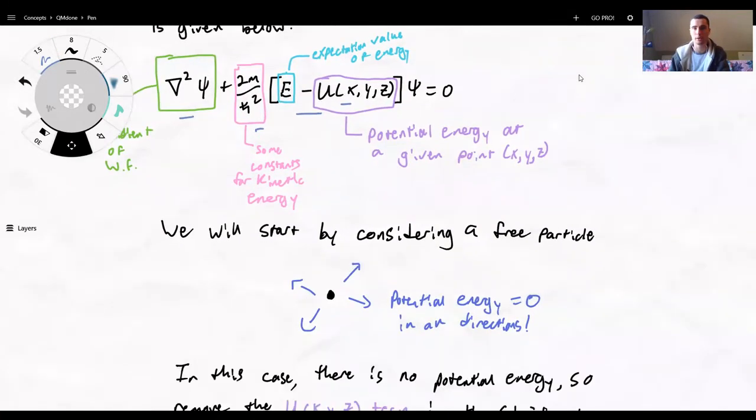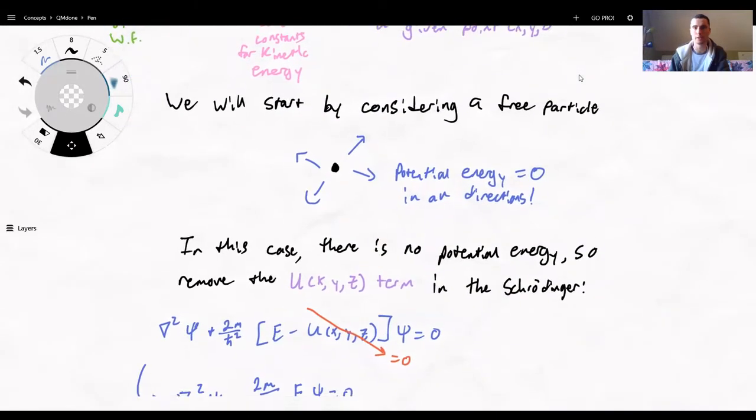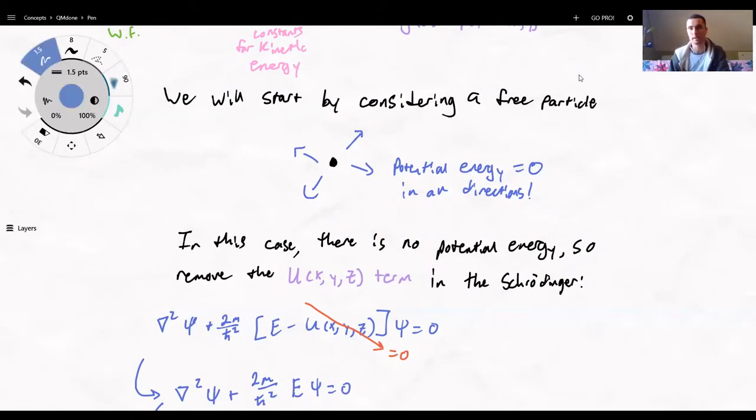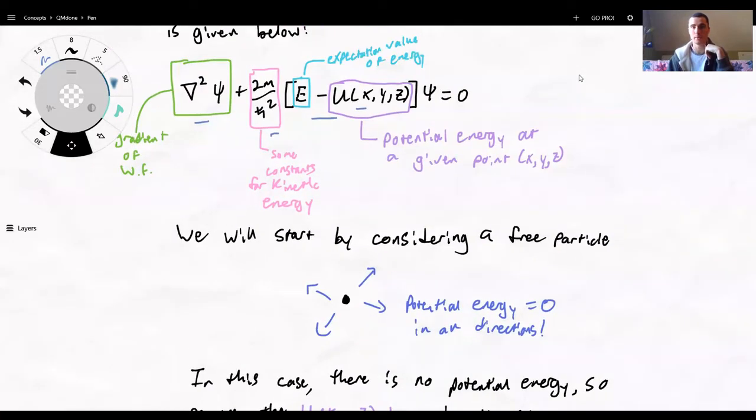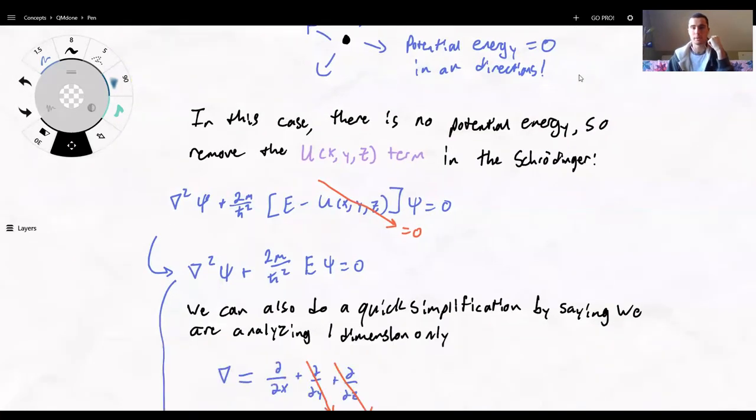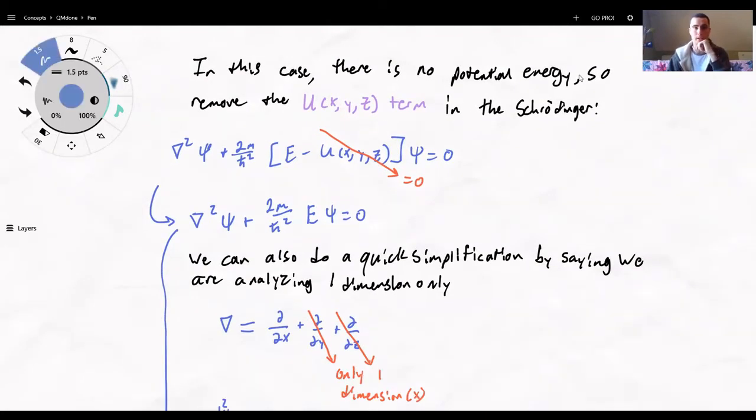We're going to start our journey into the quantum mechanics by considering just a free particle. This is a particle, in our case an electron, that is completely free to move in all directions. The potential energy is 0 in all directions. There's no penalty to move one way or another. So what does that do to the equation? There is no potential energy, so we just remove that term, U of x, y, and z, which becomes 0. Then we simplify the equation a little bit. We just have the gradient, and then we have our energy term here.